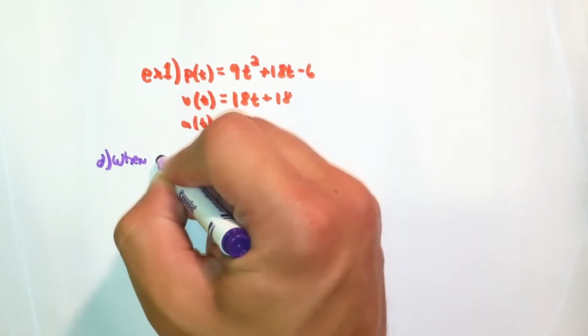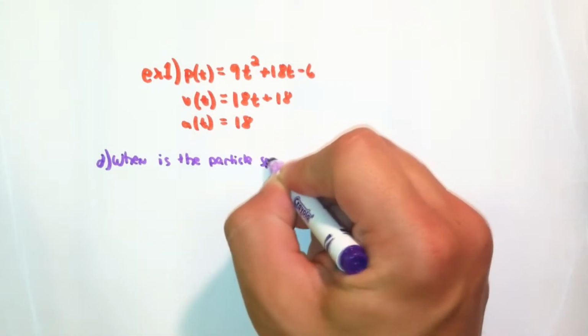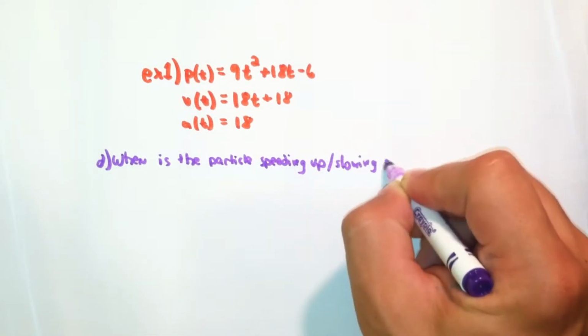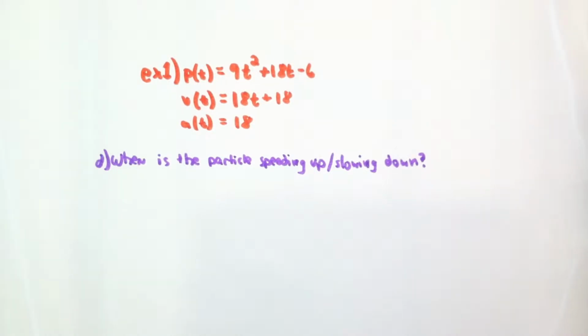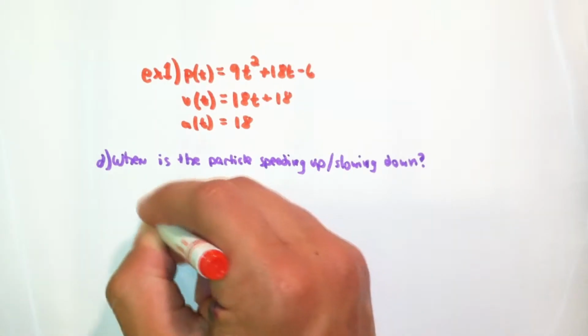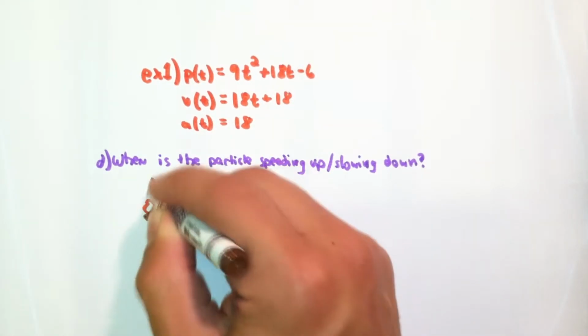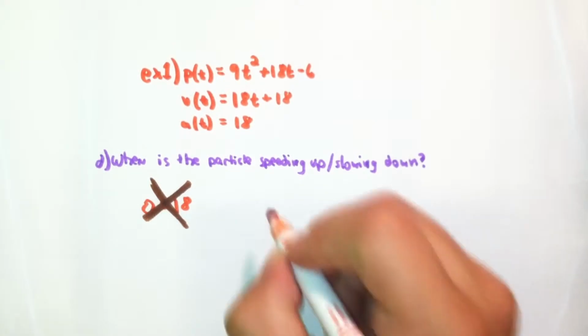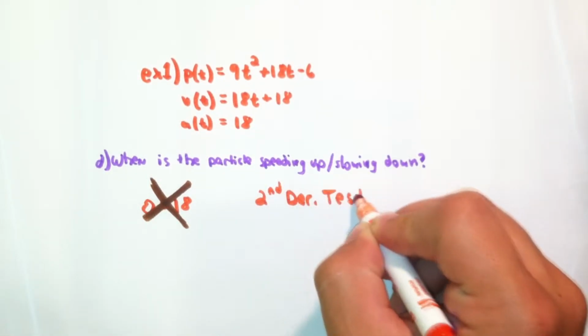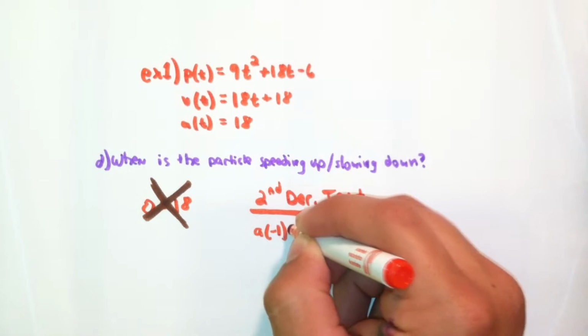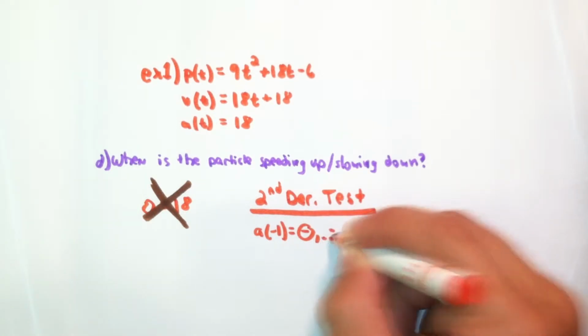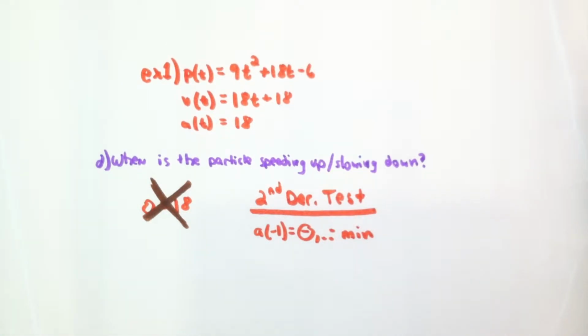Part D asks us, when is the particle speeding up or slowing down? To solve this, we have to figure out where the inflection points are by setting the acceleration function equal to 0. Since the acceleration formula is equal to 18, there are no inflection points since 0 does not equal 18. We now have to do the second derivative test to figure out whether the -1 we found in part C is a min or a max. Since the answer equals a positive number, the point is a minimum on our position graph.